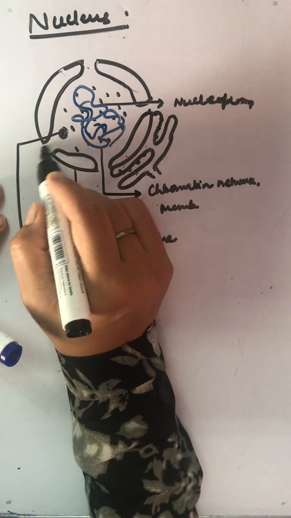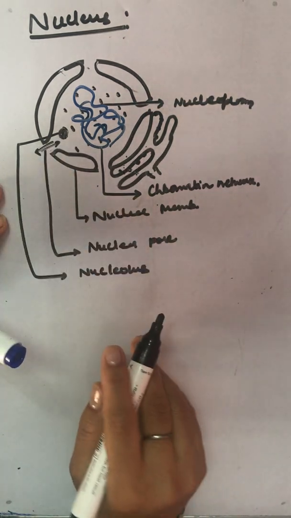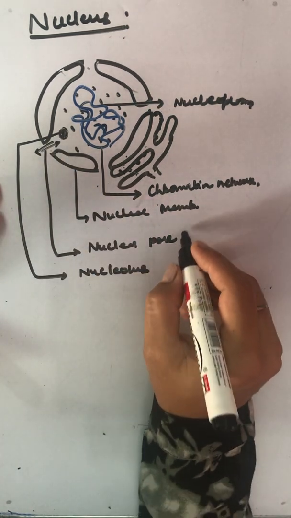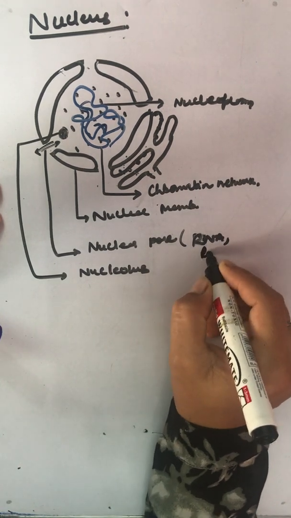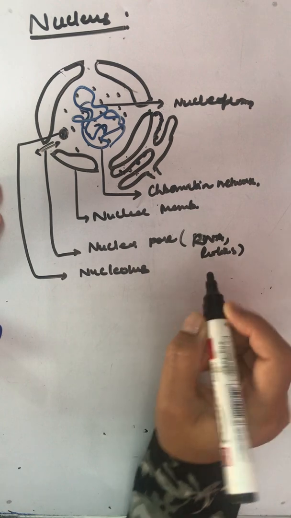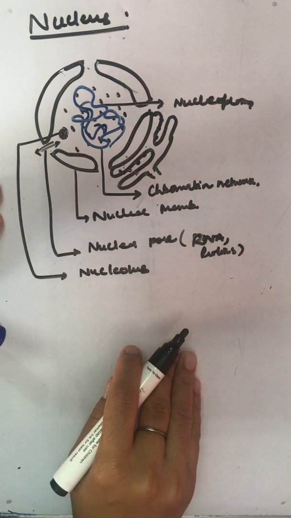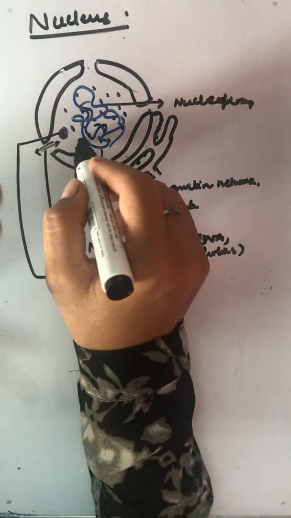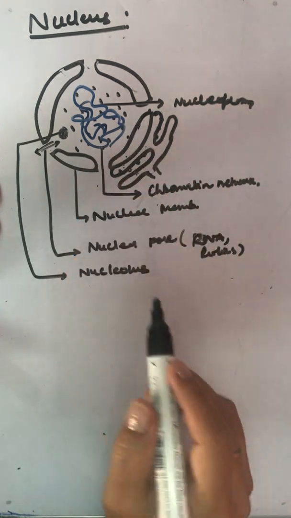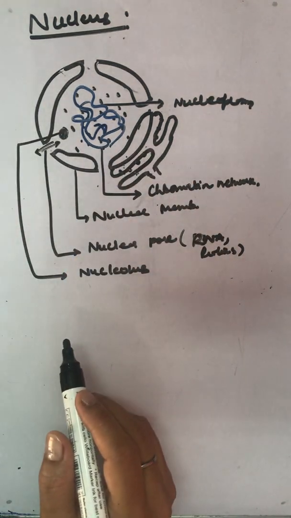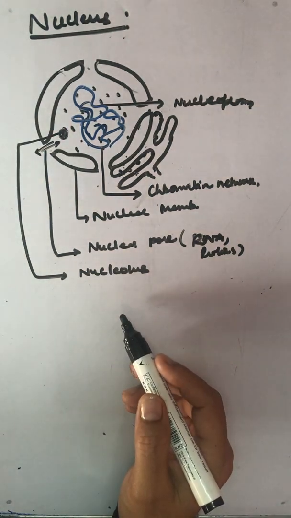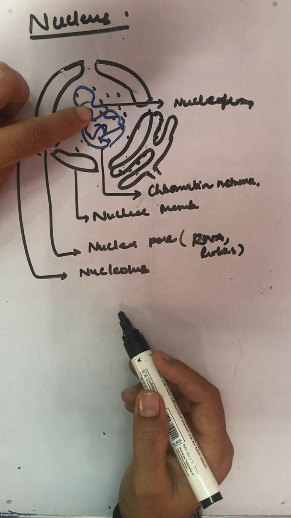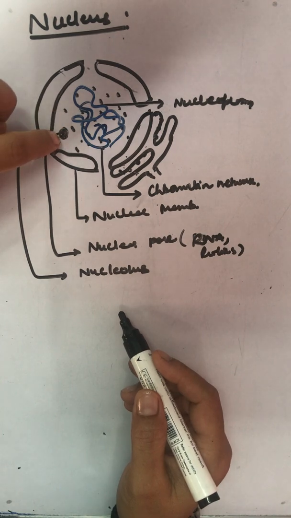Why are these important? These nuclear pores help in the exchange of material. Which material? Like RNA, proteins, between the nucleoplasm and the cytoplasm. What is nucleoplasm? The part of the protoplasm found inside the nuclear membrane is called nuclear matrix or the nucleoplasm. It contains chromatin reticulum network and nucleolus.